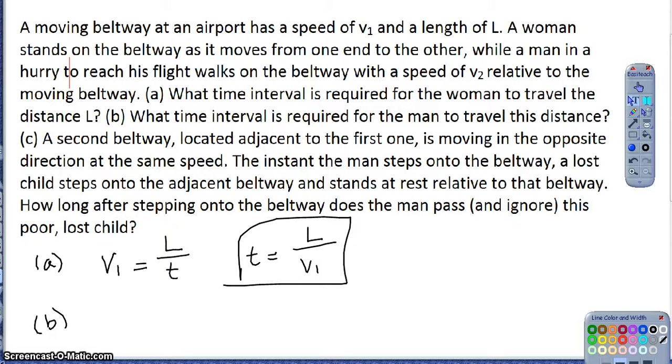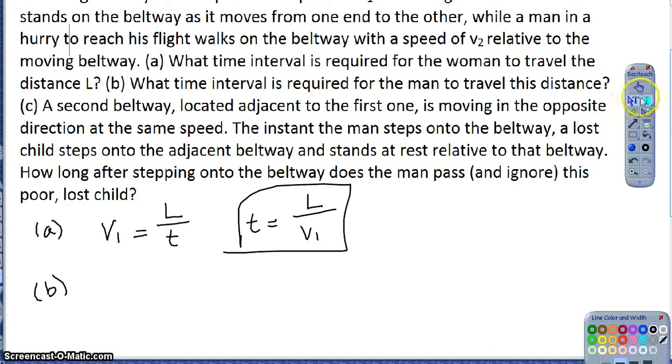For part B, they ask what time interval is required for the man to travel that distance. Well, the guy was on the beltway, which was moving at V1, but he was also walking at a speed of V2. So his total speed with respect to the distance L, which is a stationary distance, is V1 plus V2. So that is his resulting velocity.